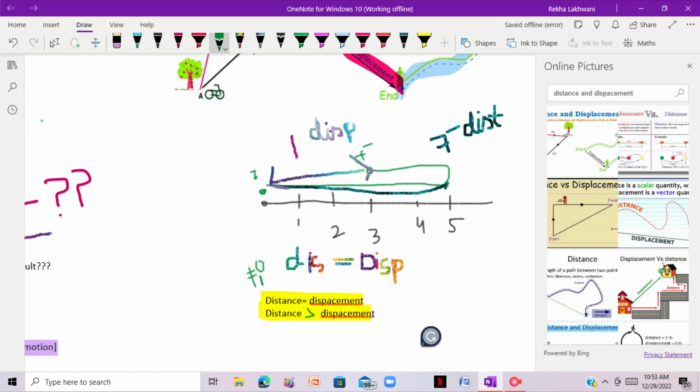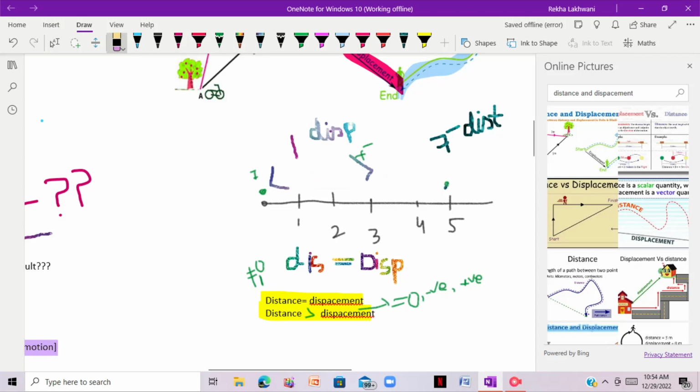So distance will not decrease with time. Let's write that down: distance will never decrease with time, but displacement can decrease with time.